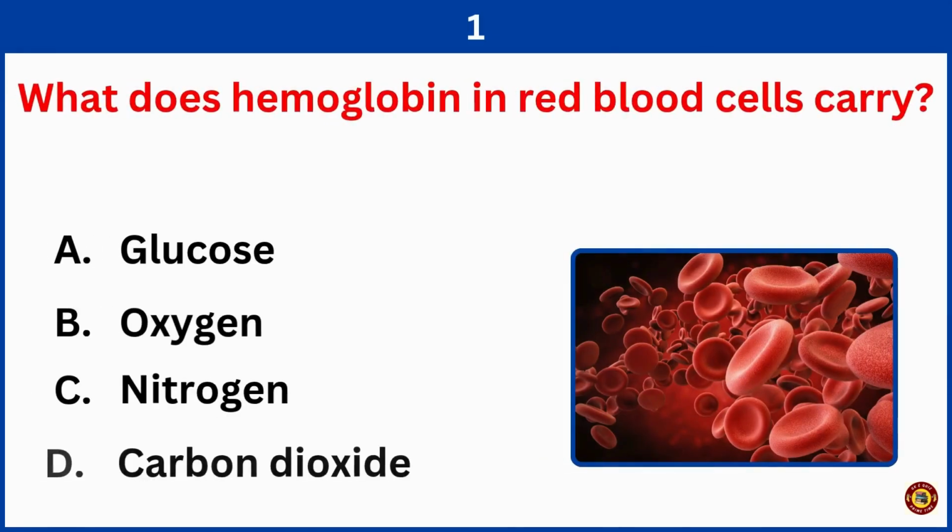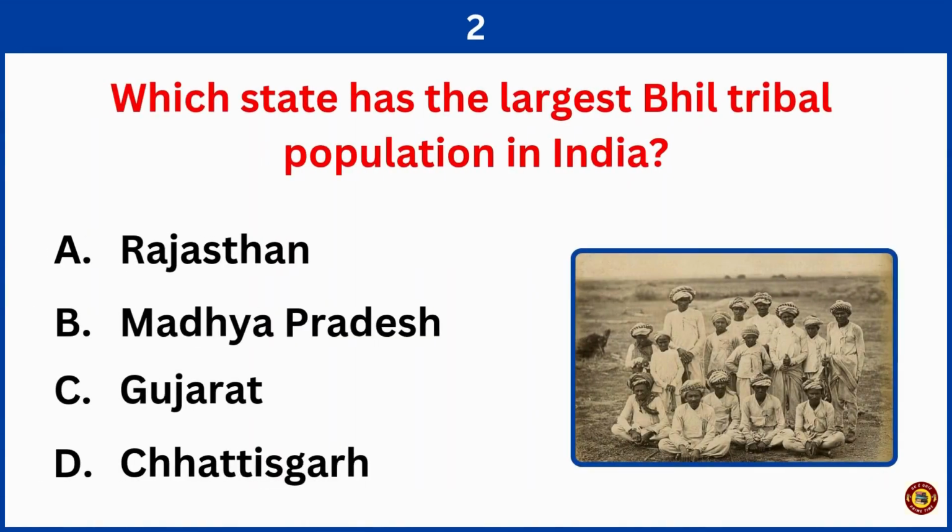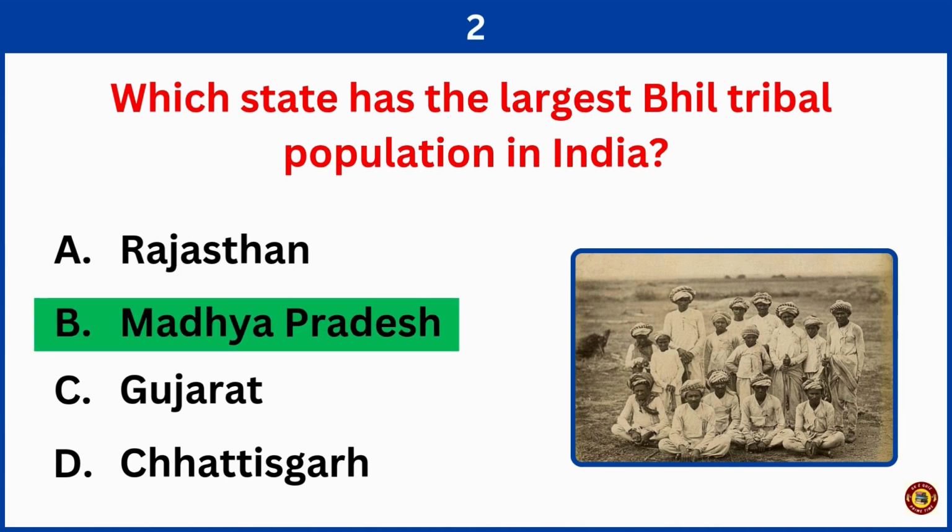What does hemoglobin in red blood cells carry? Right answer is option B, oxygen. Which state has the largest Bhil tribal population in India? Correct answer is option B, Madhya Pradesh.